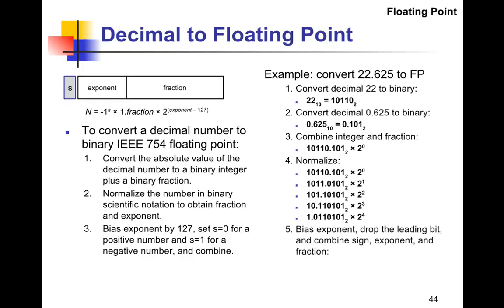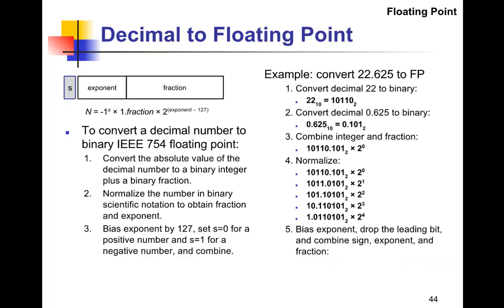So we have to bias the exponent and drop the leading bit. That's the leading 1 before the point. You drop the 1 before the point there, and figure out what the fraction is. And the fractional part will be 0.10101.